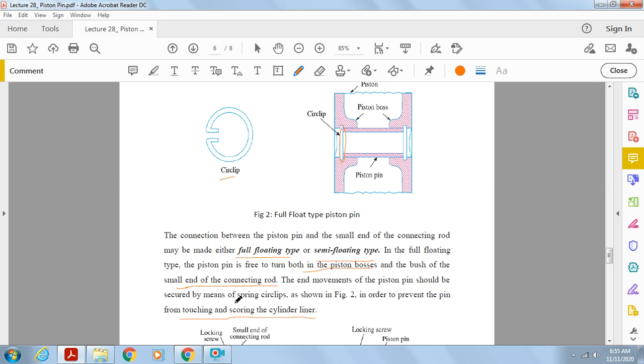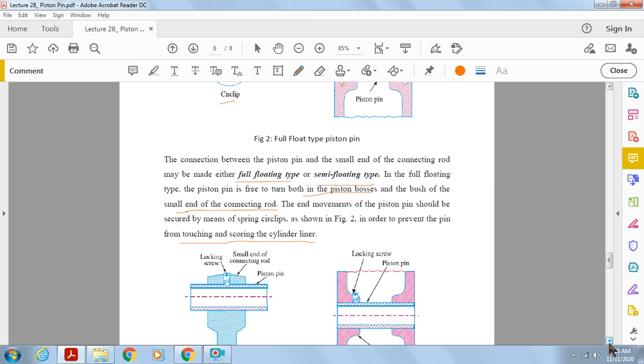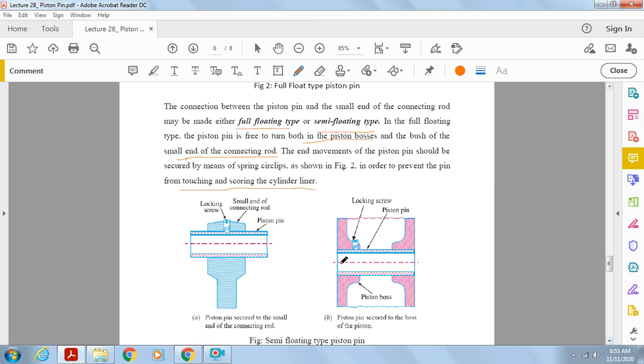As there is a spring, it can prevent the pin from coming directly into contact with the cylinder liner, and there is no direct metal to metal contact or any direct rubbing action between the cylinder liner and the piston pin.